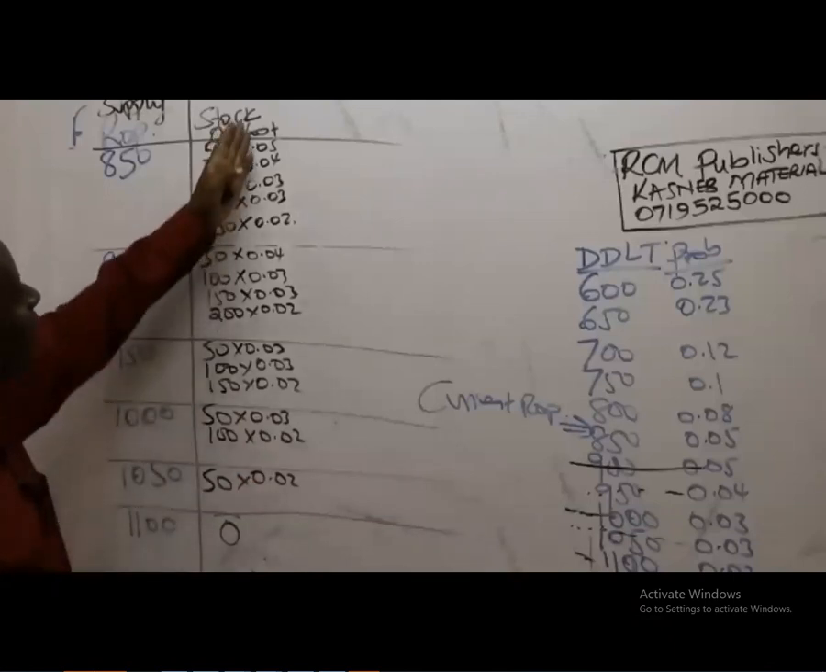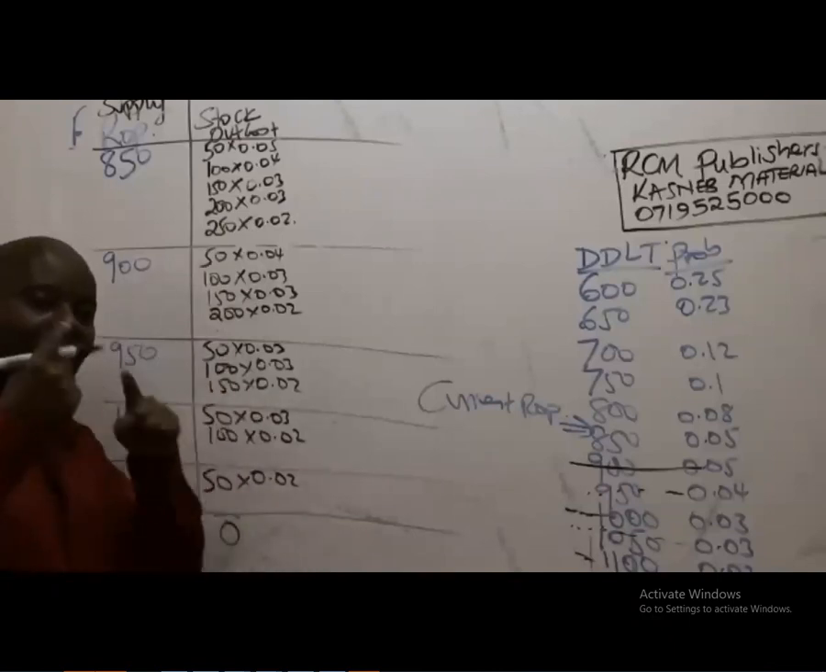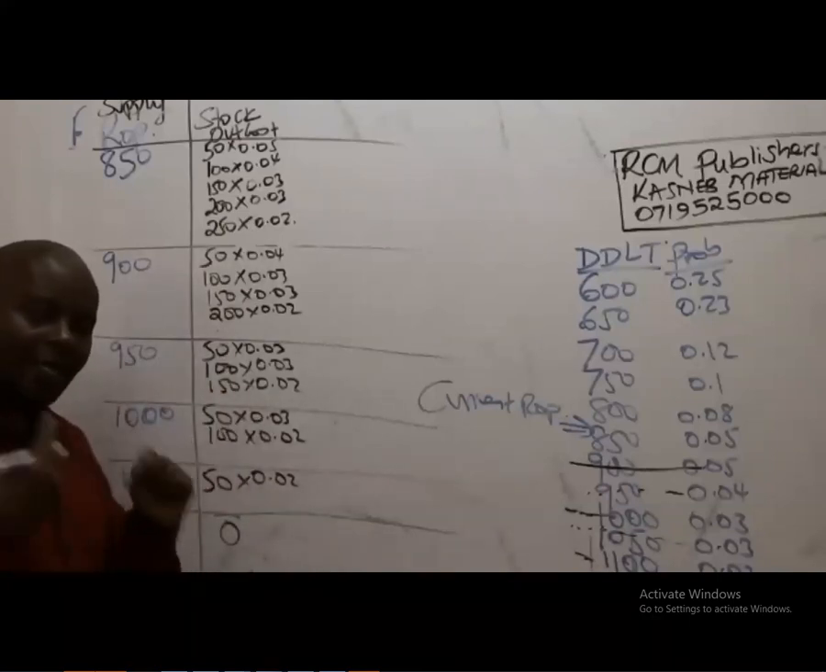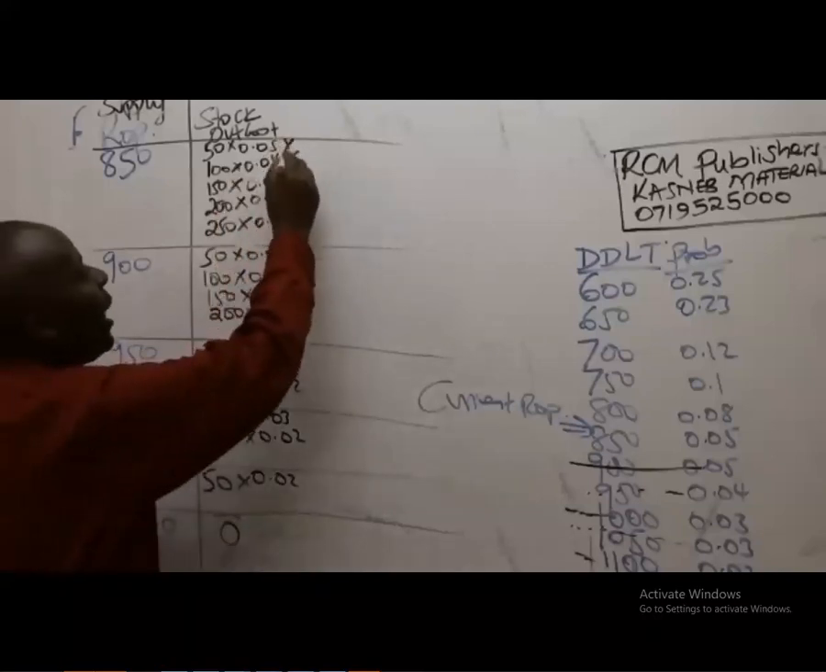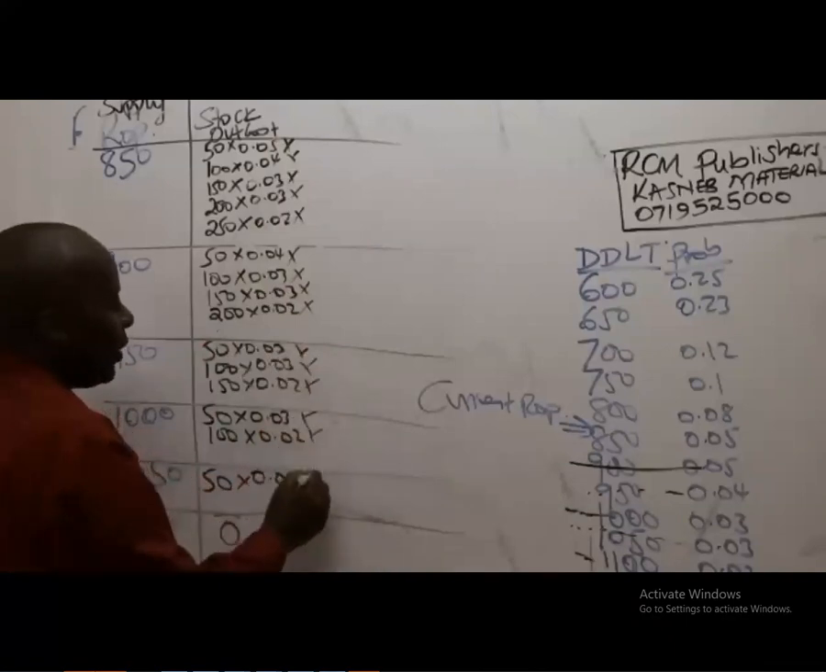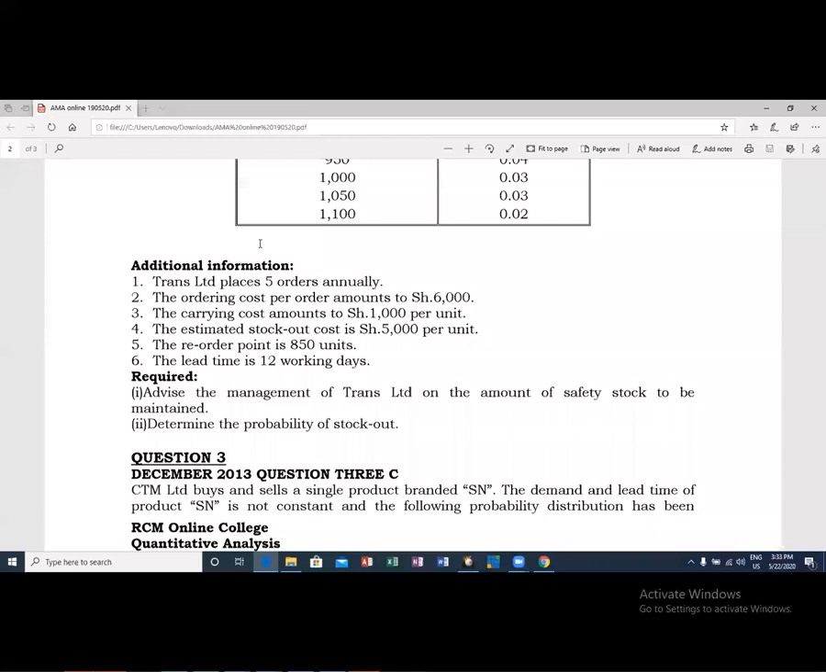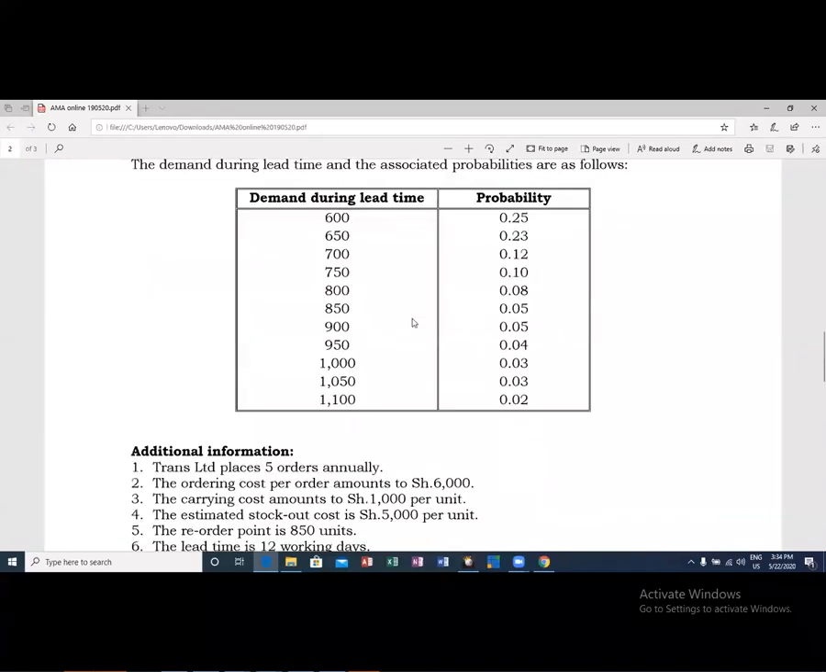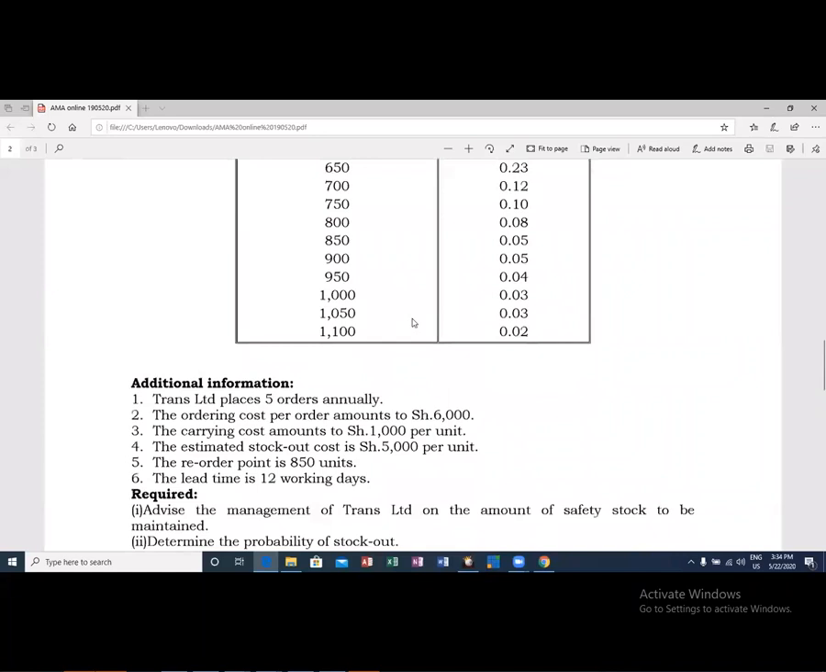So ladies and gentlemen, having gotten these expected units, remember these are just for one cycle. So I need to annualize these. How do we annualize these? Multiply everything with the number of orders. How many orders do we have? If you look at this particular question, under additional information, note number 1, you will see Trans Limited places 5 orders annually. So times 5 for each.